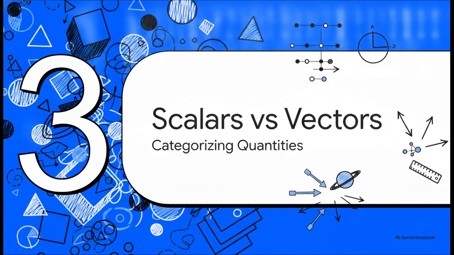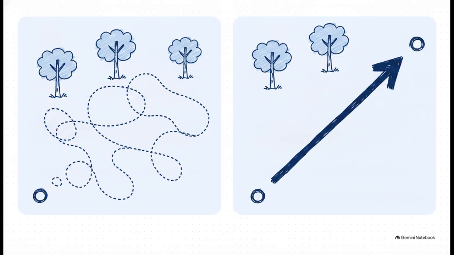Okay, Section 3, scalars versus vectors. In physics, we divide quantities into two primary camps, scalars and vectors. A scalar quantity has magnitude only, and magnitude just means size or amount. A vector quantity, on the other hand, has both magnitude and a specific direction. That is the key difference, and it completely alters the math.